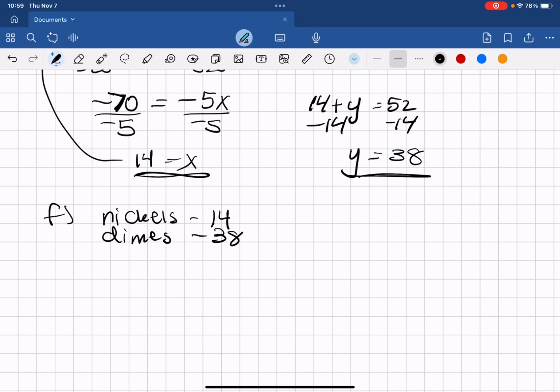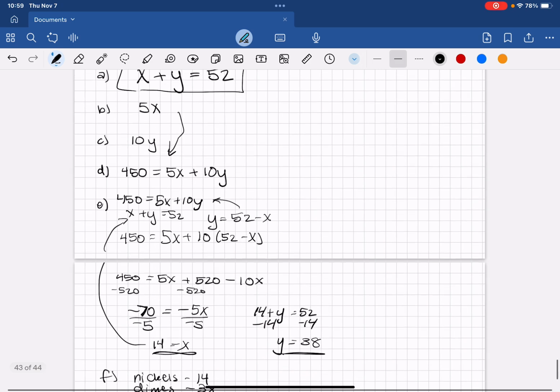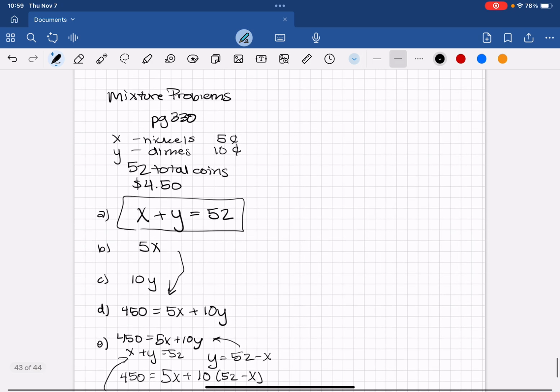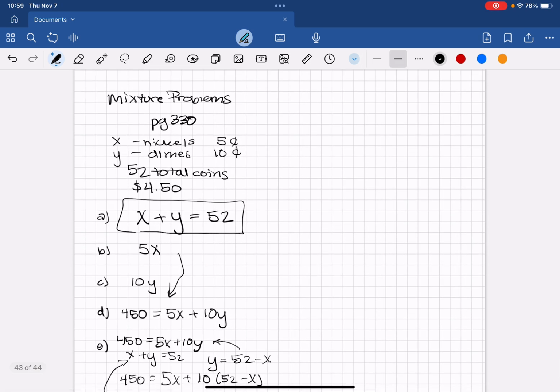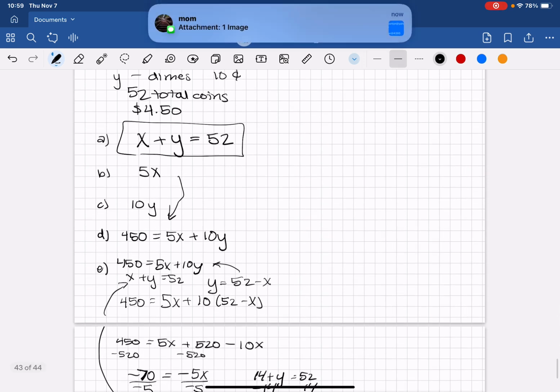All right. I hope that is helpful. Make sure you follow through each question that they ask, and you're going to end up setting up 2 separate equations.